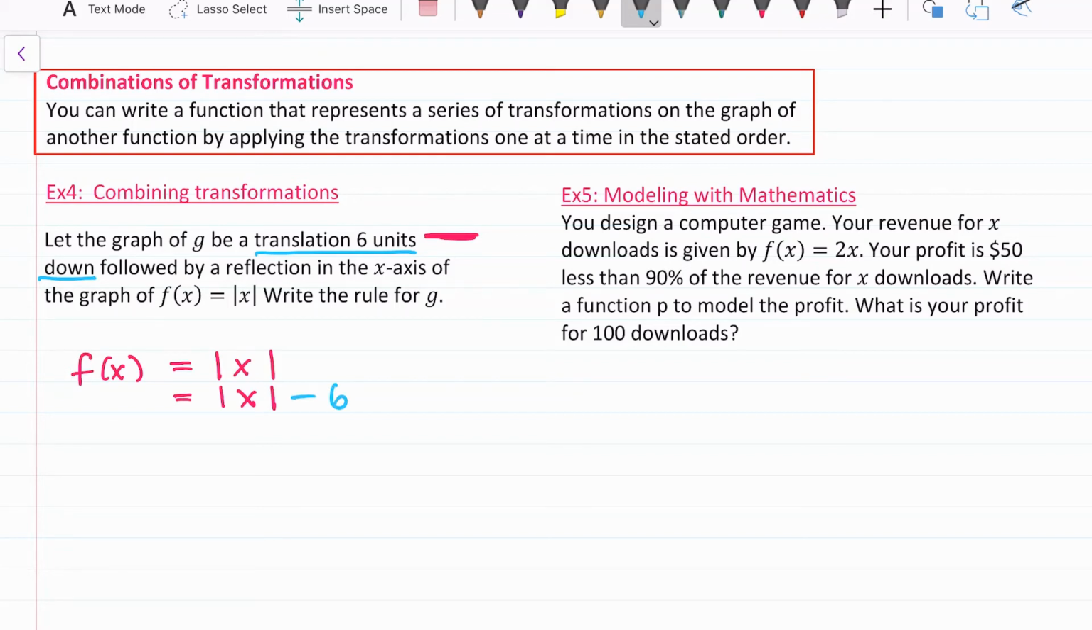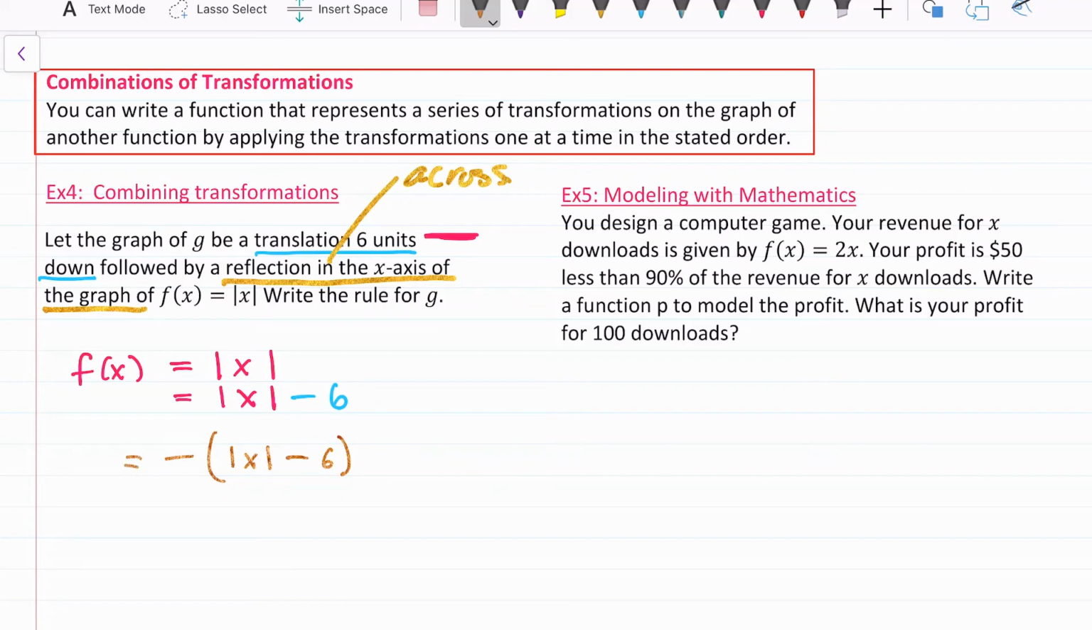The second part of this equation is to have a reflection in the x-axis. When it says in the x-axis, it means across the x-axis. So a reflection across the x-axis means that you're going to make the entire function negative. So that part means you're going to do a negative. Let me erase this. I'll write it bigger so you can see what's going on. You'll make a negative absolute value of x minus 6.